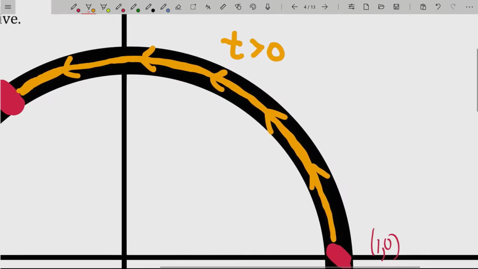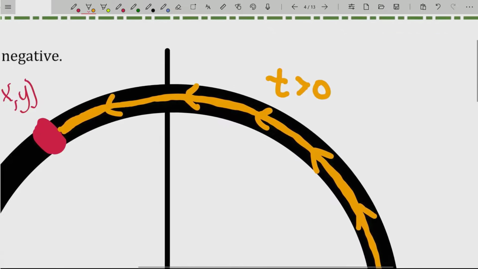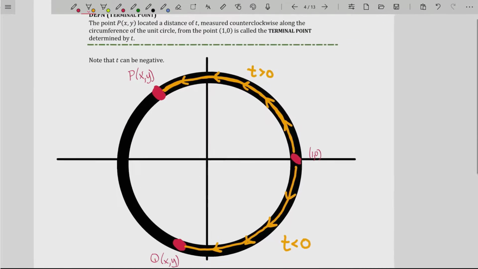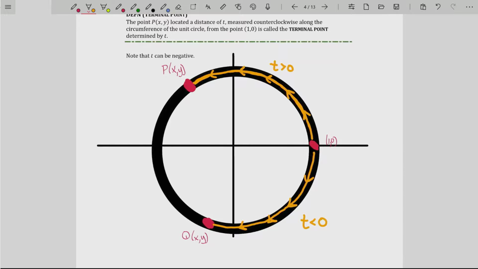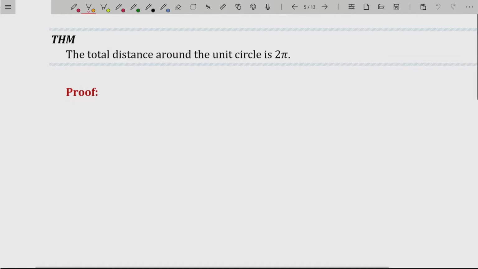It's based upon these arc lengths. So this distance in orange here, that is a distance of t. And something, by the way, we should know or recall is that we can actually compute the total distance around this circle. This total distance all the way around it should be easy to recall. And that's where our next theorem is. The total distance around the unit circle is 2 pi.